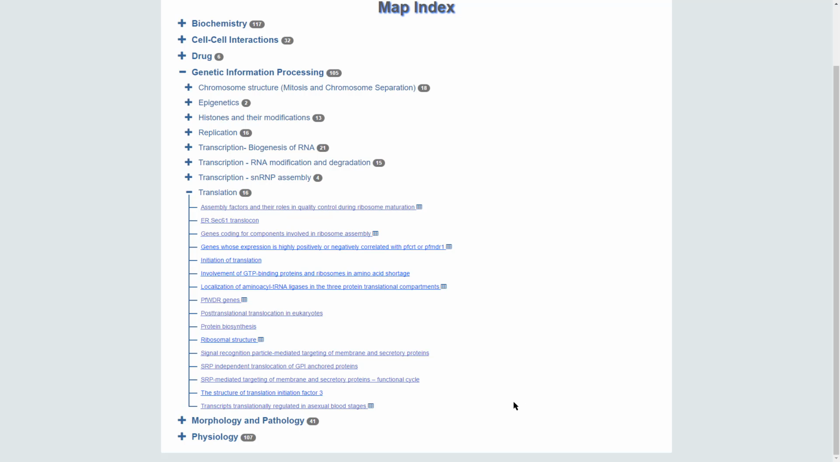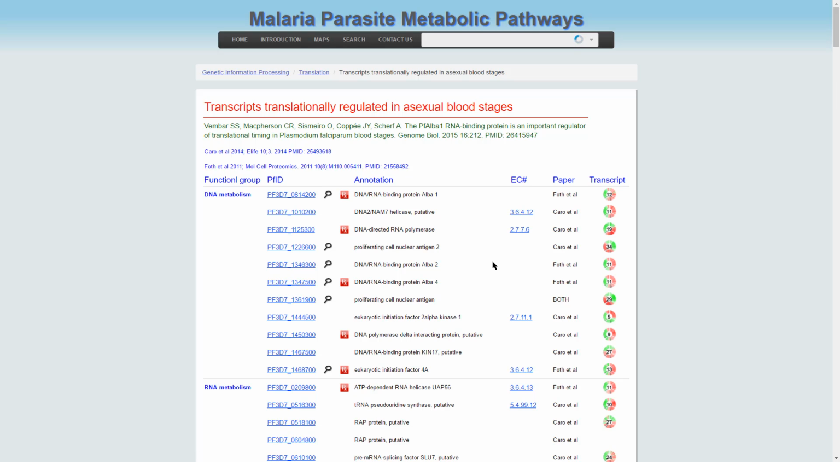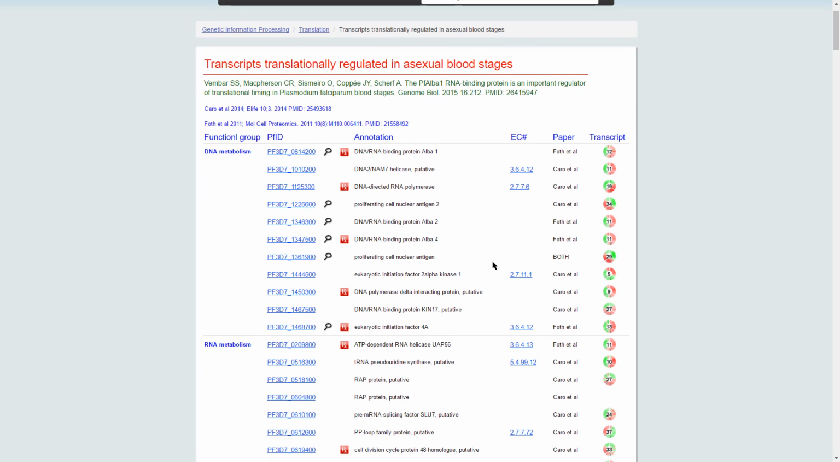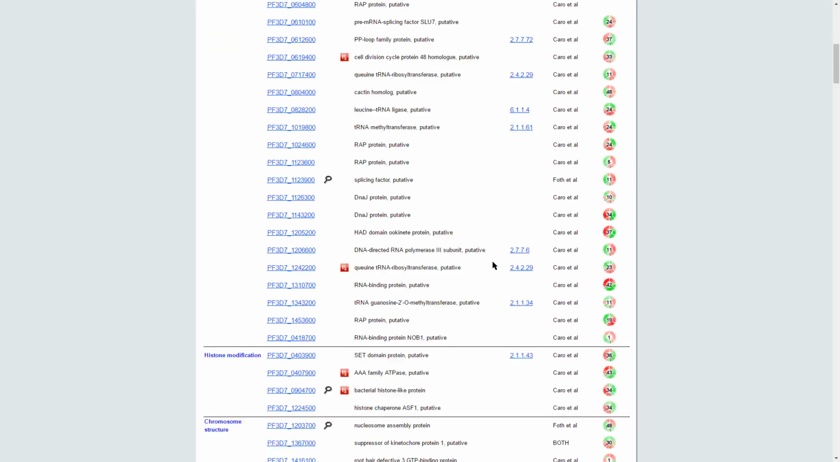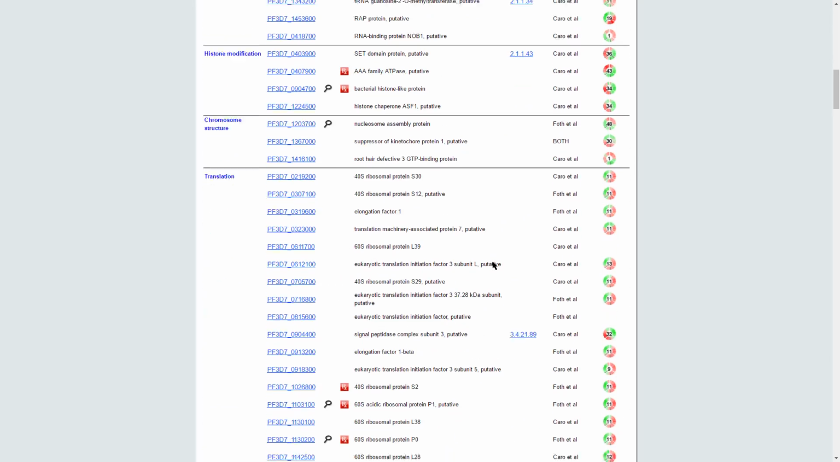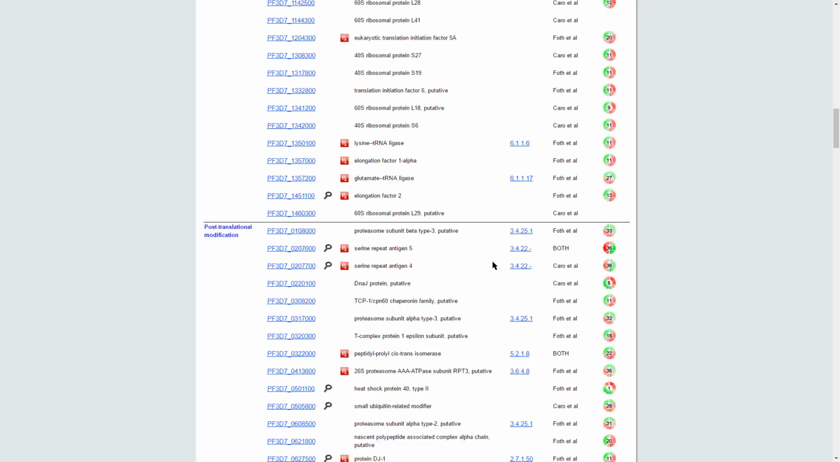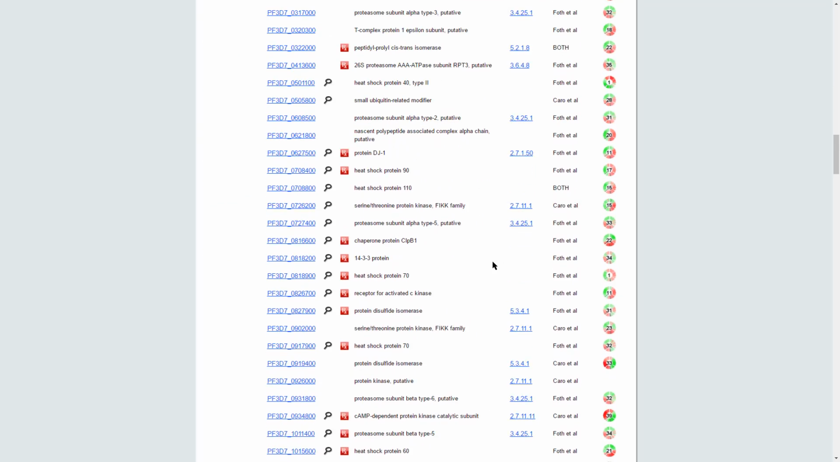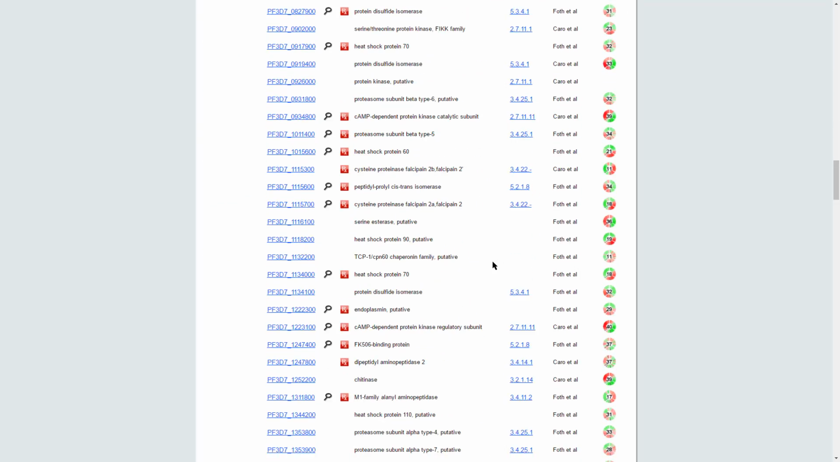We have also found information about transcripts which are translationally regulated in asexual blood stages, and you see here quite a large table which involves many genes that are essentially regulated during translation.